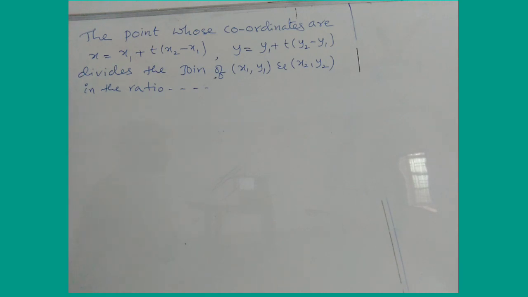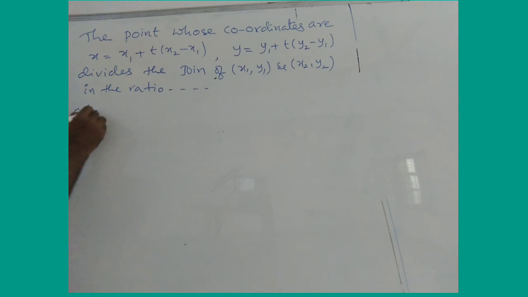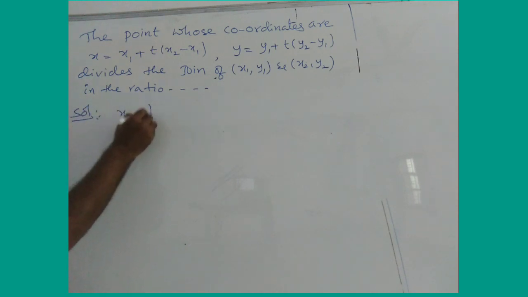So look at this question. The point whose coordinates are x is equals to x1 plus t into x2 minus x1, y is equals to y1 plus t into y2 minus y1. So let us see its solution. Write x comma y.